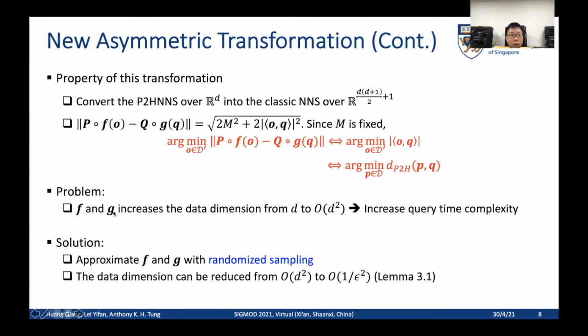To alleviate this problem, we propose to approximate the object embedding functions f and g with randomized sampling, so that the data dimension can be reduced from O(d²) to an acceptable value. We formally demonstrate this with Lemma 3.1. However, due to the time limit, we omit the details here.